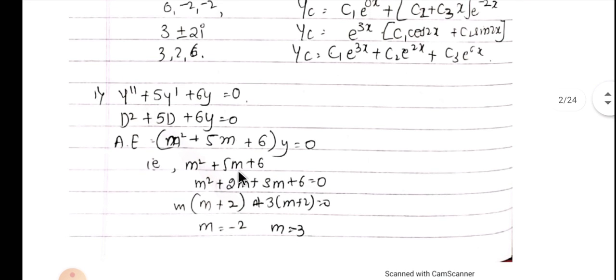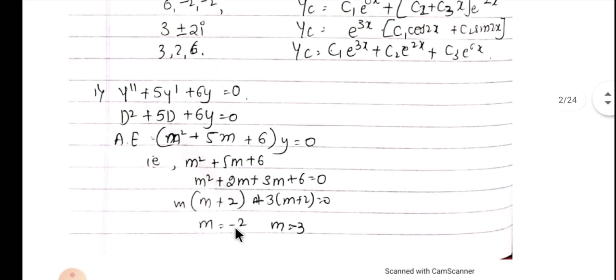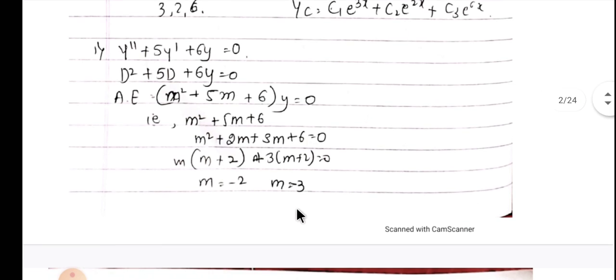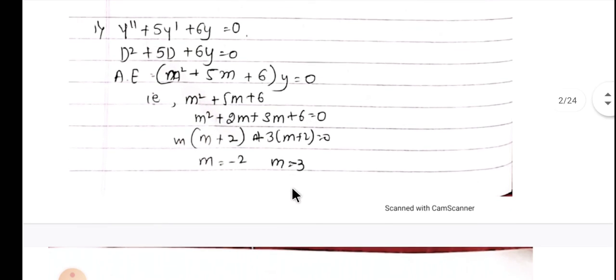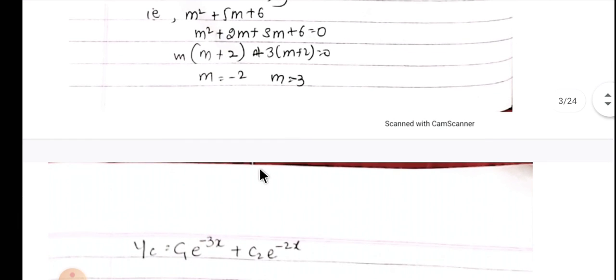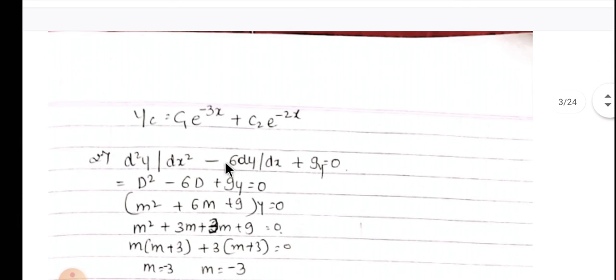Please factorize it by normal factorization, that is m square plus 2m plus 3m plus 6, which is equal to 0. Take m common, m plus 2, and here 3, m plus 2. Then I'll get m is equal to minus 2 and m is equal to minus 3. Here the roots are real and distinct, therefore the complementary solution will be yc is equal to c1 e to the power minus 3x plus c2 e to the power minus 2x.